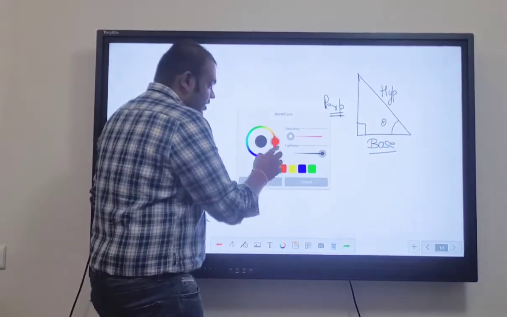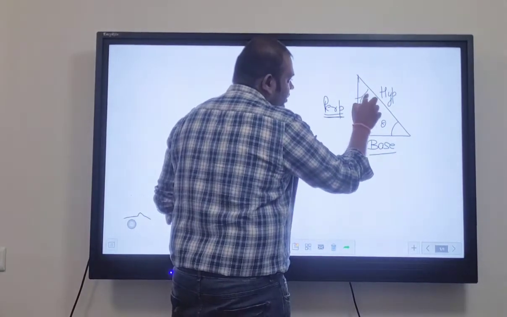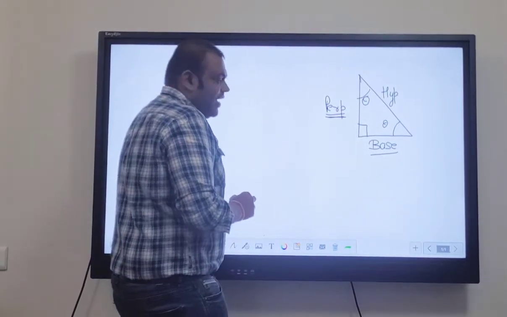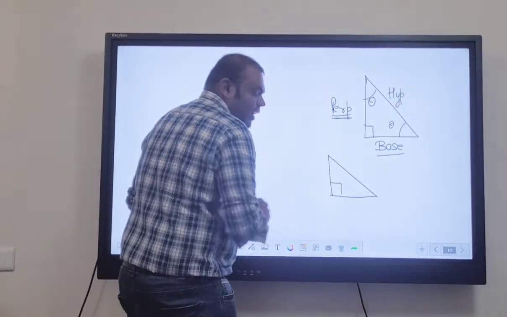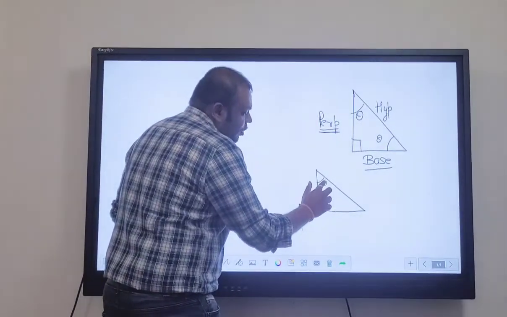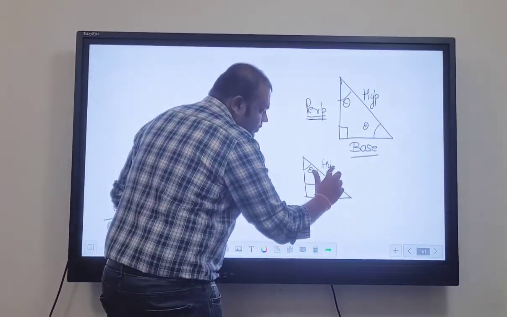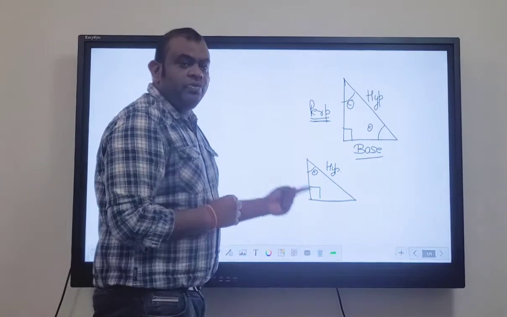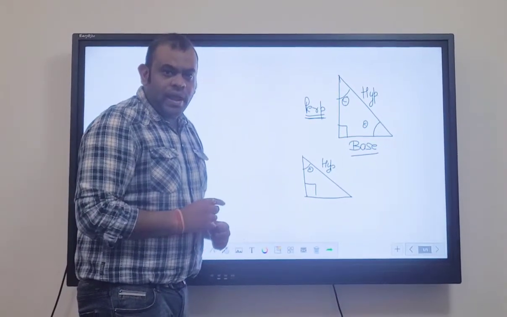Whereas if I change the angle theta, I'll redraw it for you. If I consider this right angle triangle and if I take the angle theta over here, this angle theta will make this side as hypotenuse, because the side just opposite to 90 degree will always be termed as hypotenuse.